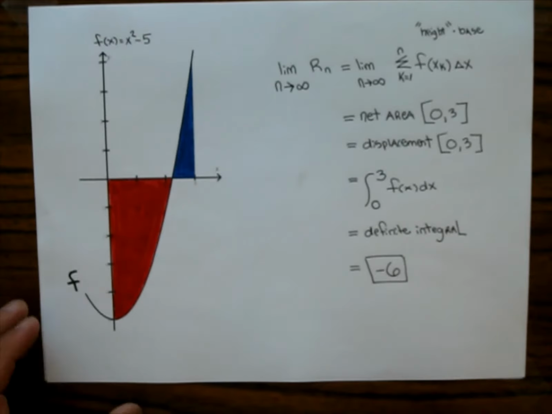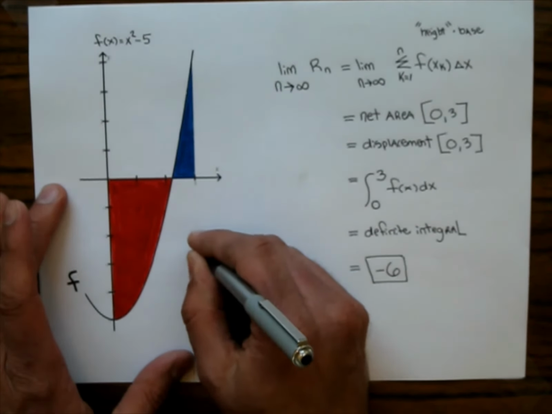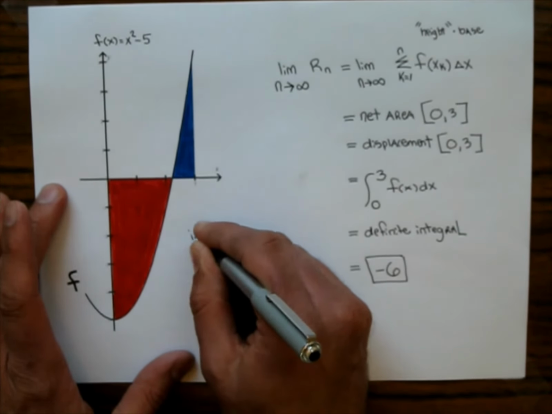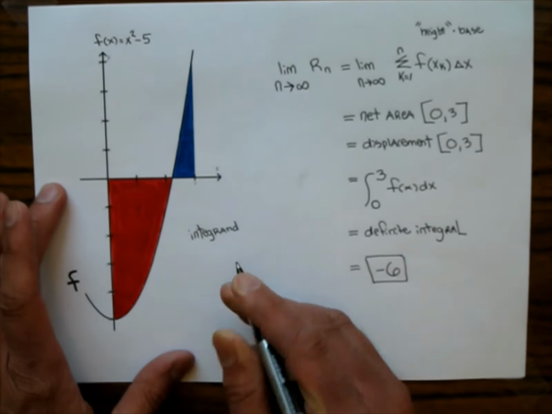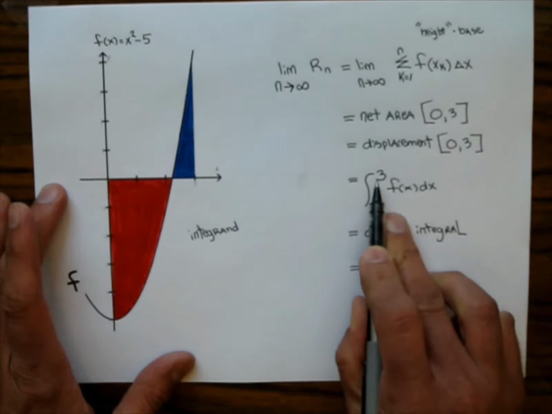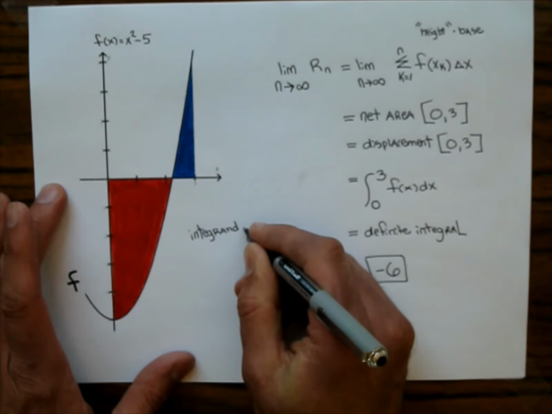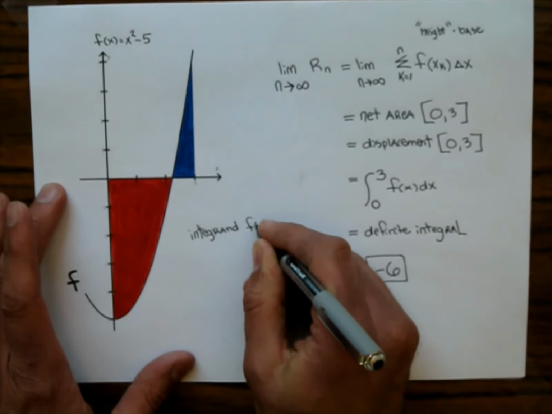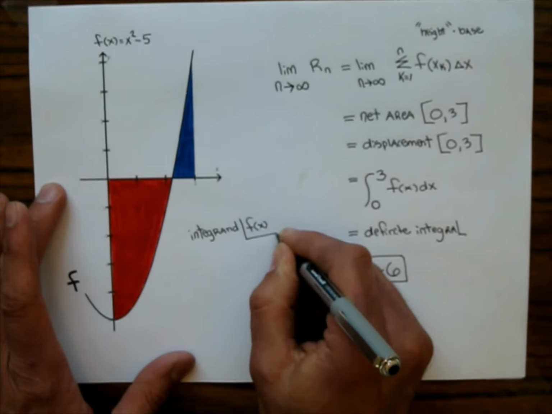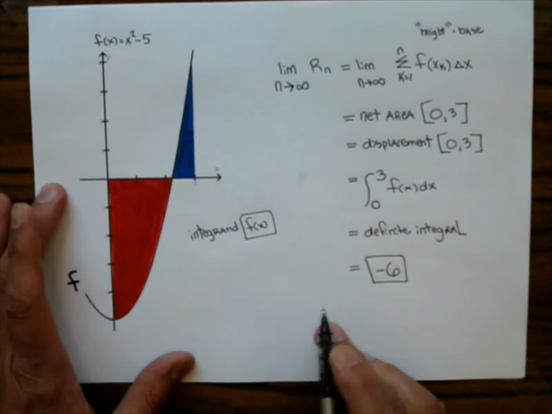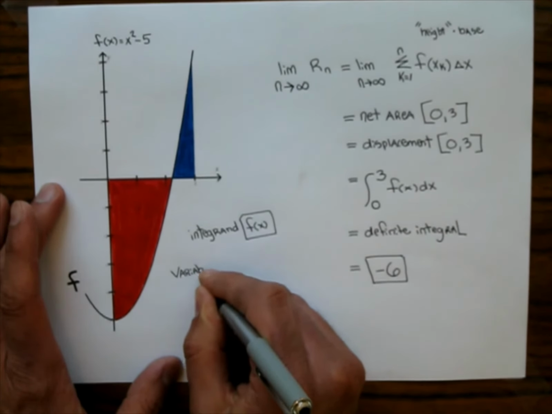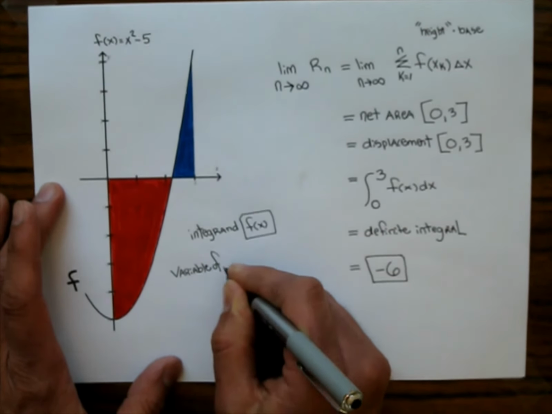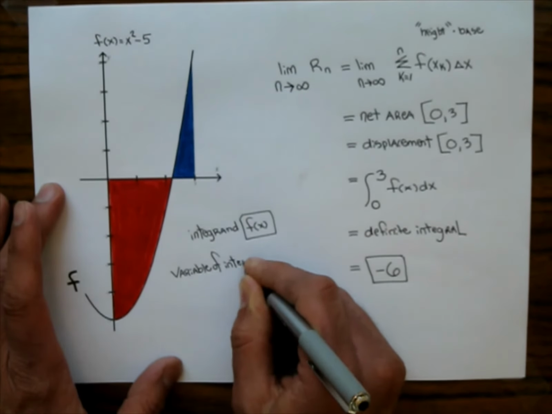Okay, so let's go ahead and define some terms. We have, you've heard this before, the integrand. The integrand is really, so we're looking at this, it's just f of x. So the integrand is f of x. Okay, then we have our variable of integration.